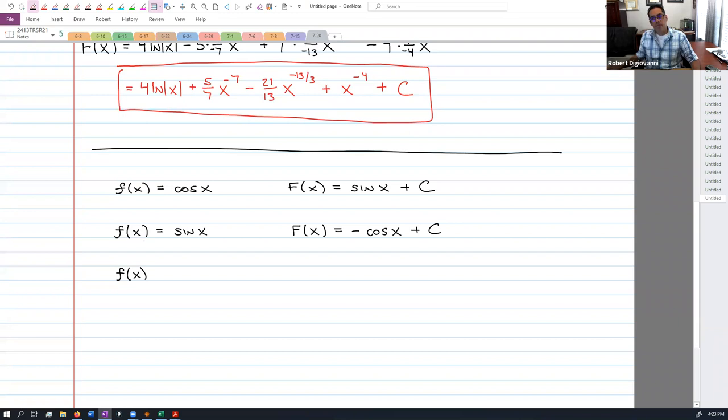Are there any others that we should probably know? Well, we should know this one, secant squared x. We should know what the antiderivative of that is, because we learned in Cal 1 that that's the derivative of what? Tangent x. Tangent x.